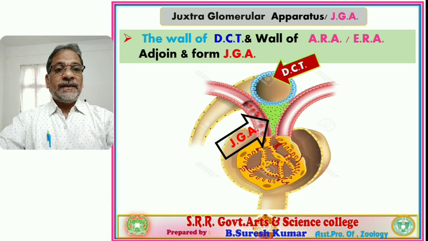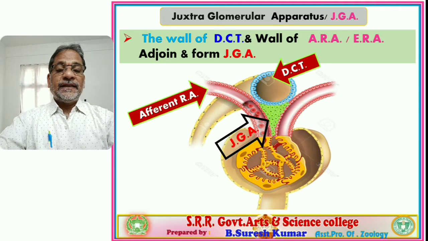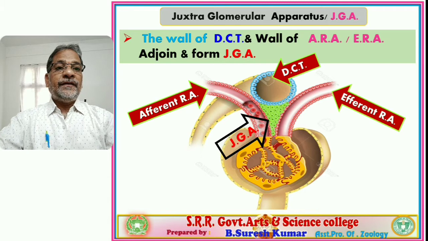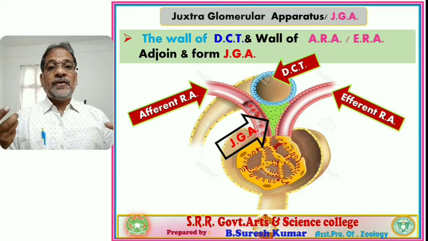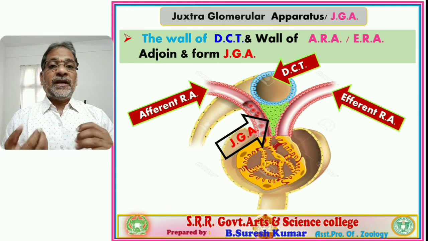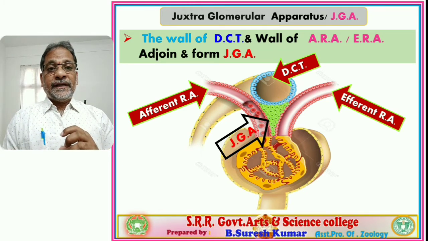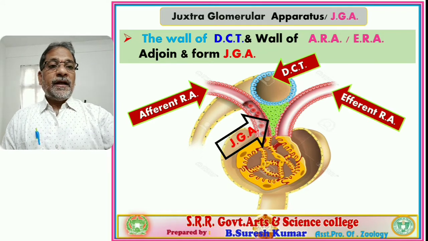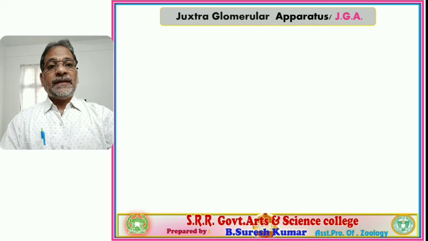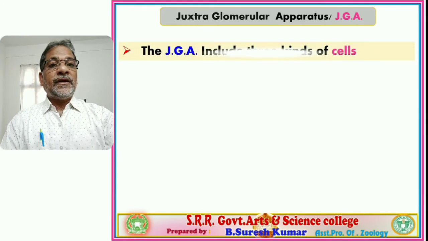Next, this is DCT, distal convoluted tubule, and this is afferent renal arteriole, and these are efferent renal arteriole. So these three structures are going to adjoin, their cells going to join with each other and form what? Juxtaglomerular apparatus. Follow, students. So that is juxtaglomerular apparatus. It is a sensory endocrine organ.